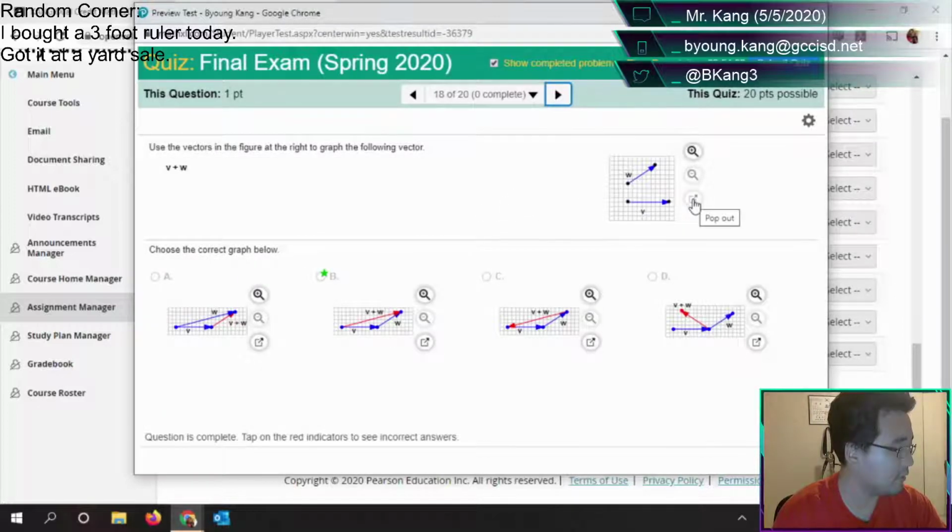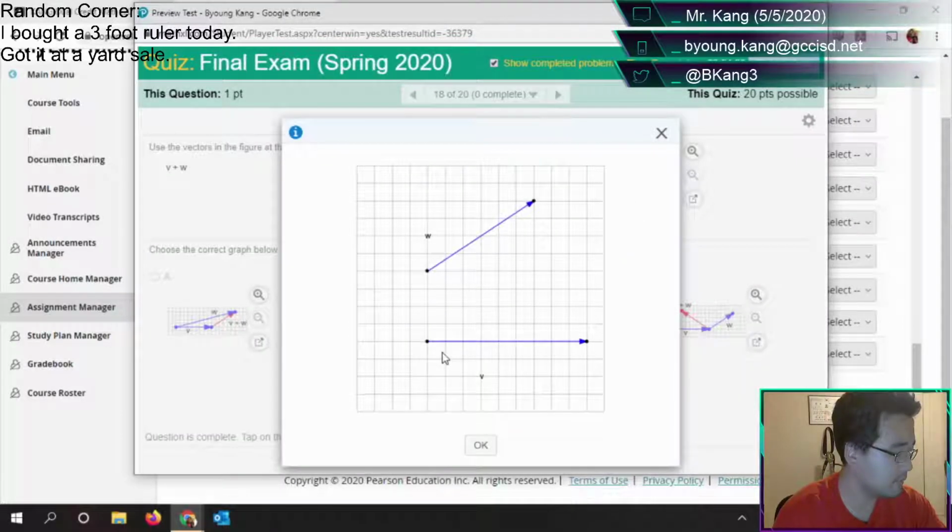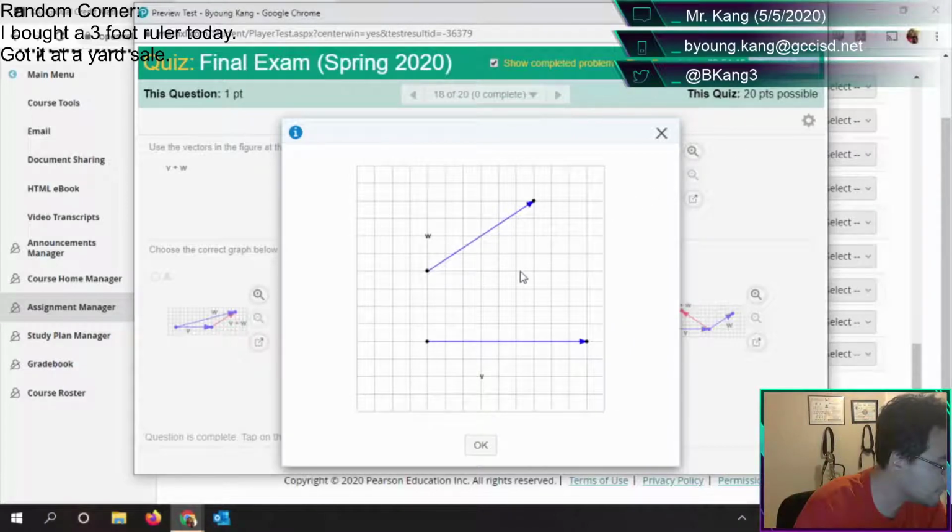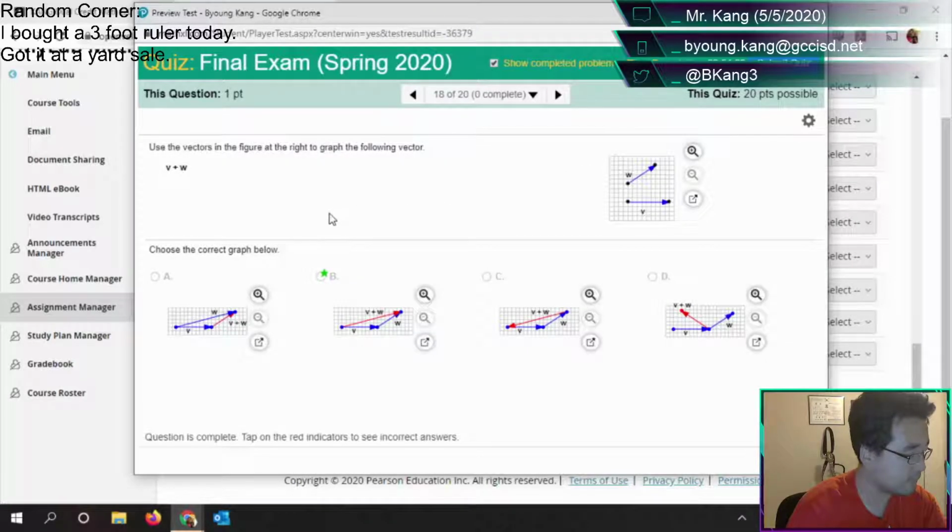So graph the following vector, v plus w. You just have to pay attention to how many spaces you go over. So take w and slide it over to where the beginning of w is at the end of v. And then you connect the beginning of v to the end of w. So just make sure w is going over by 1, 2, 3, 4, 5, 6, and up 4. You just pick the correct one that does that.